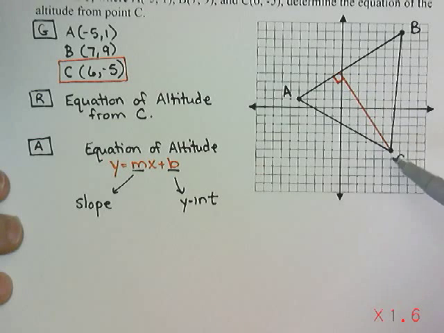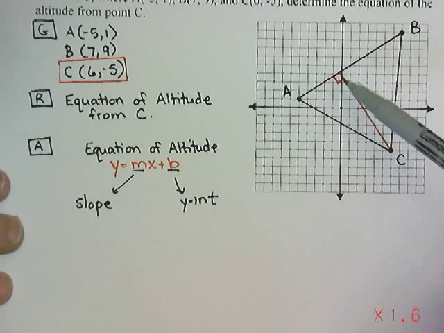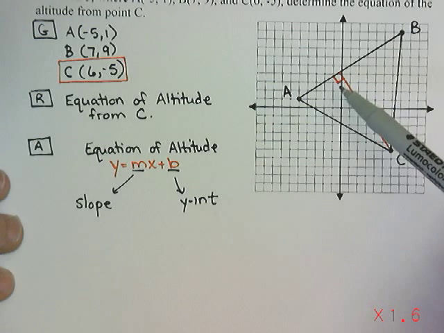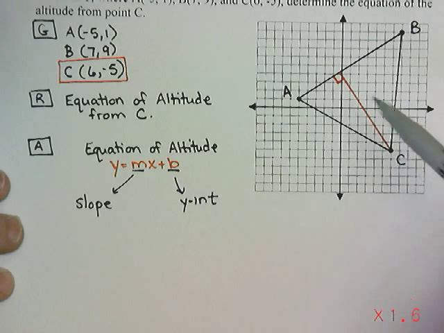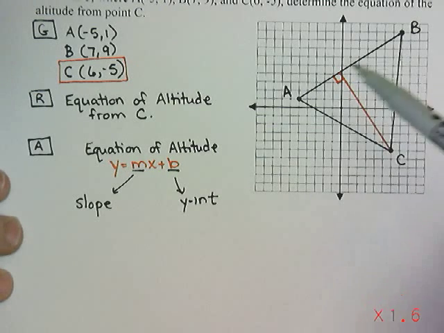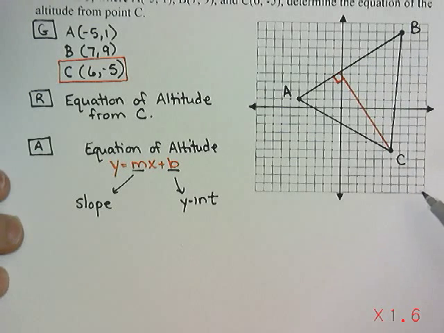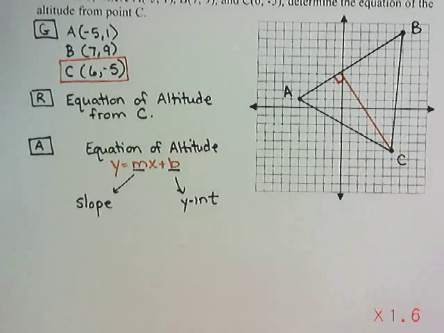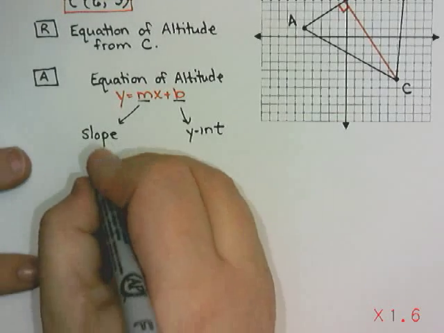So I can't find the slope by just using point C and this point here because I'm not sure what that point is. So instead, because it's perpendicular, I know that two lines that are perpendicular cross at 90 degrees and their slopes are negative reciprocals. So if we could find the slope of AB, we could use the negative reciprocal slope to find the slope of our altitude. So that's what we're going to do. We're going to use the negative reciprocal slope of AB.